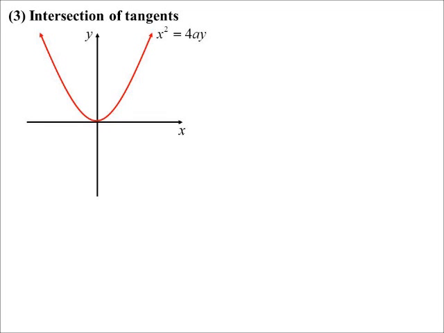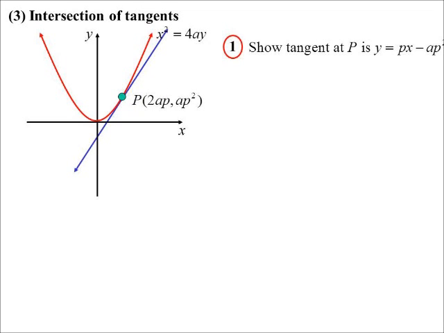Intersection. So where do two tangents meet? Another common question. So again, there's our standard one, gone back to the x squared equals 4ay, random points, there's a tangent. So the first thing I would do, again, is show, I'm not going to derive it again, we've already done it twice, but I'd go and show, okay, the tangent at P is y equals px minus ap squared. And then there's another point.